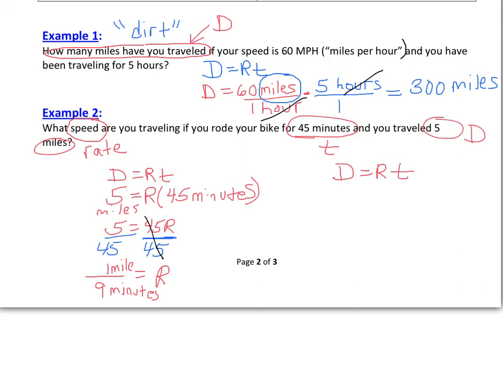Now, another way to do this problem is to start out with the distance equals rate times time. And instead of substituting numbers right away, let's just rewrite this equation. We want to solve for the rate. That's what we're being asked to solve for. So what's happening here? Go to the unknown, the one that you want to get all by itself.